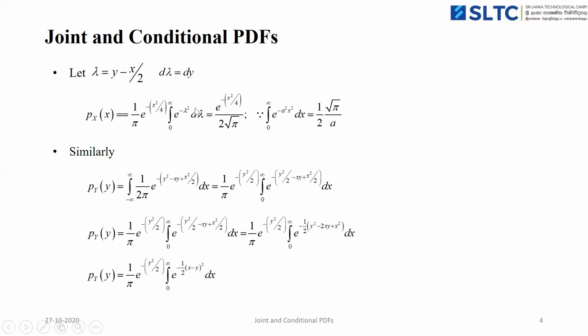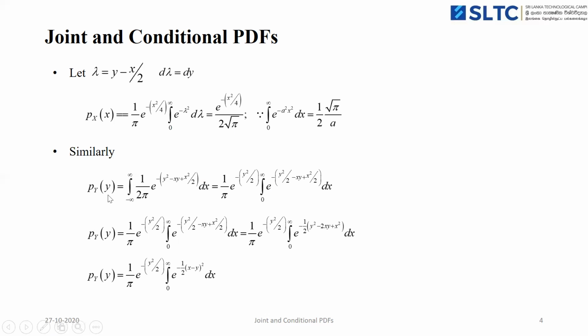So we can apply the formula to simplify this expression, that is the integral from 0 to infinity of e power minus a squared x squared dx equals 1 by 2 square root of pi by a. By substituting the formula, we finally get the marginal PDF function for the random variable x, which is equal to e power minus x squared by 4 divided by 2 root pi.